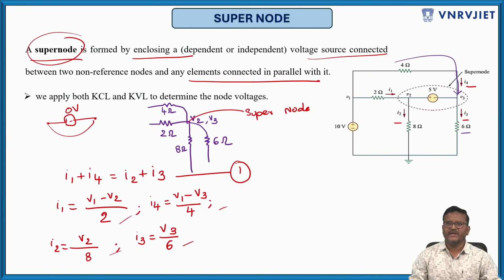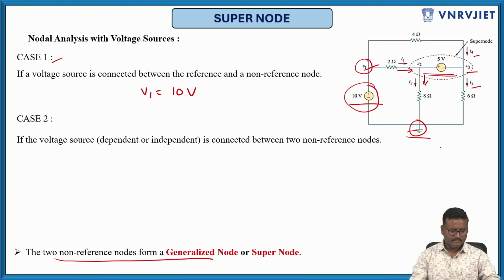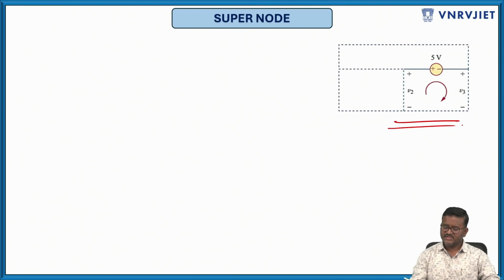That gives you one equation. As you already know, V1 equals 10 volts, and we have one equation. But how many voltages need to be found? 1, 2, 3. One is already known, and one equation is there. To get the other node voltages, we require one more equation. How will we get that one more equation? That is with this approach.